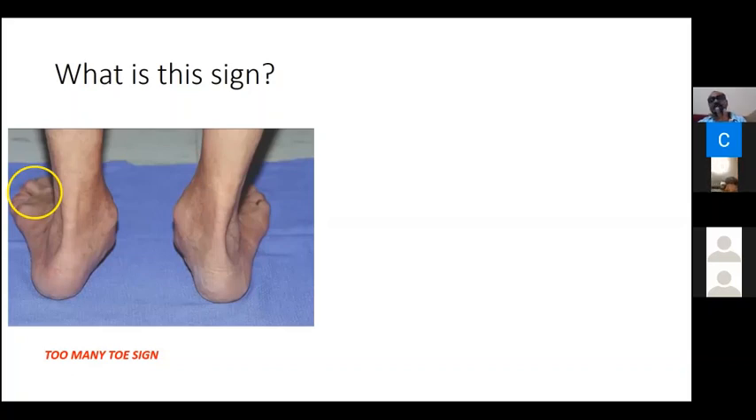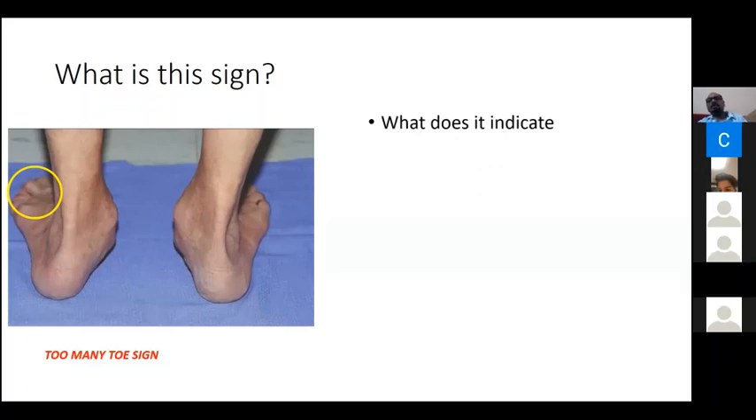The tarsal coalition leads to a rigid flat foot, planovalgus deformity, but the most common is tibialis posterior dysfunction. What is the other name of tibialis posterior dysfunction? Adult acquired flat foot, adult acquired pes planus. So the person had a normal foot to start with, but following the posterior tibial dysfunction, this leads to this particular deformity. So it indicates the tibialis posterior dysfunction.